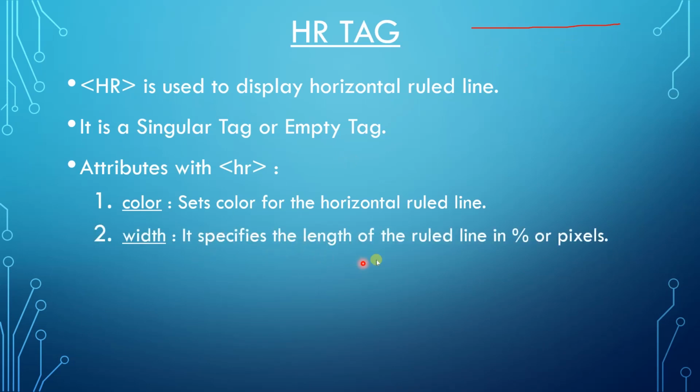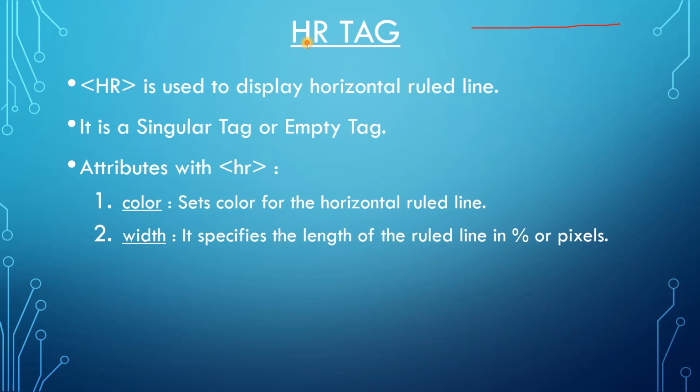It specifies the length of the ruled line in percent or pixels. Now see, length means, this is the whole screen and this is a 100% screen. If you are giving 50%, what will happen? The ruled line will occupy only 50%. This is the whole 100%, and instead of 100% it is going to cover only 50%. So the line will come only 50%.